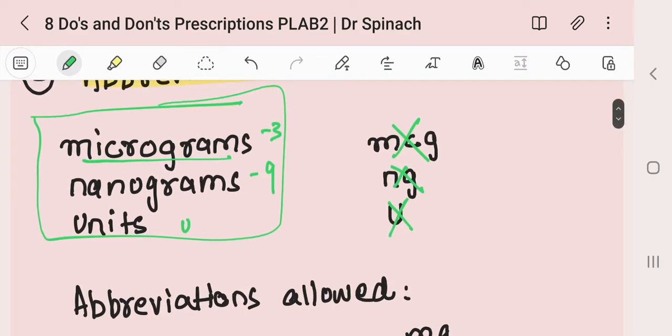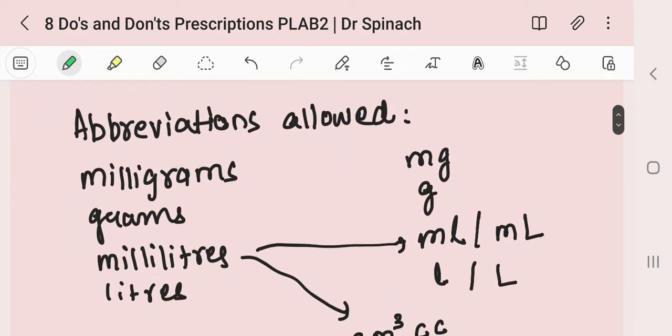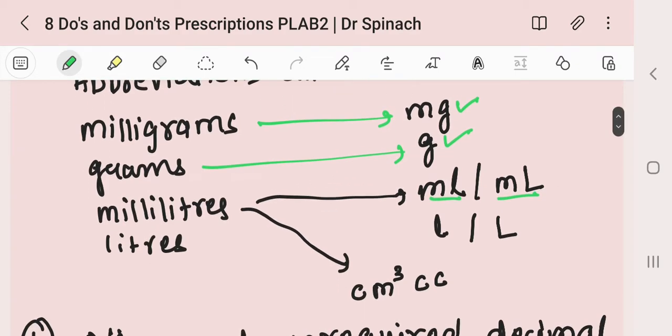The abbreviations that are allowed are milligrams, you can write it as mg. Grams, you can write it as g. Milliliters, you can write it as ml or m capital L, but you should not write it as centimeter cube or cc. This is not accepted in the UK medical system. Only milliliter in ml or m capital L is accepted. For liters, you can use L or capital L.